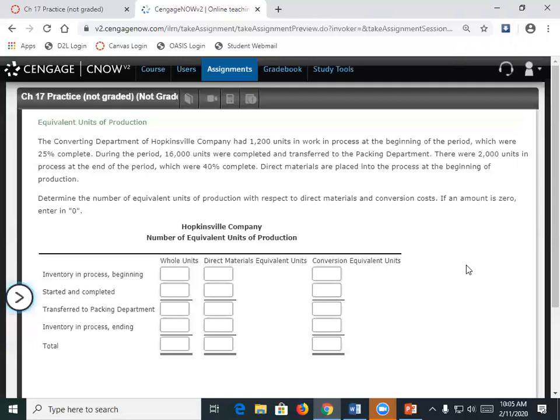So the converting department, a Hopkinsville company, had 1,200 units in work in process at the beginning of the period, which were 25% complete. During the period, 16,000 units were completed and transferred to the packing department. There were 2,000 units in process at the end of the period, which were 40% complete. Materials are placed into the process at the beginning of production.